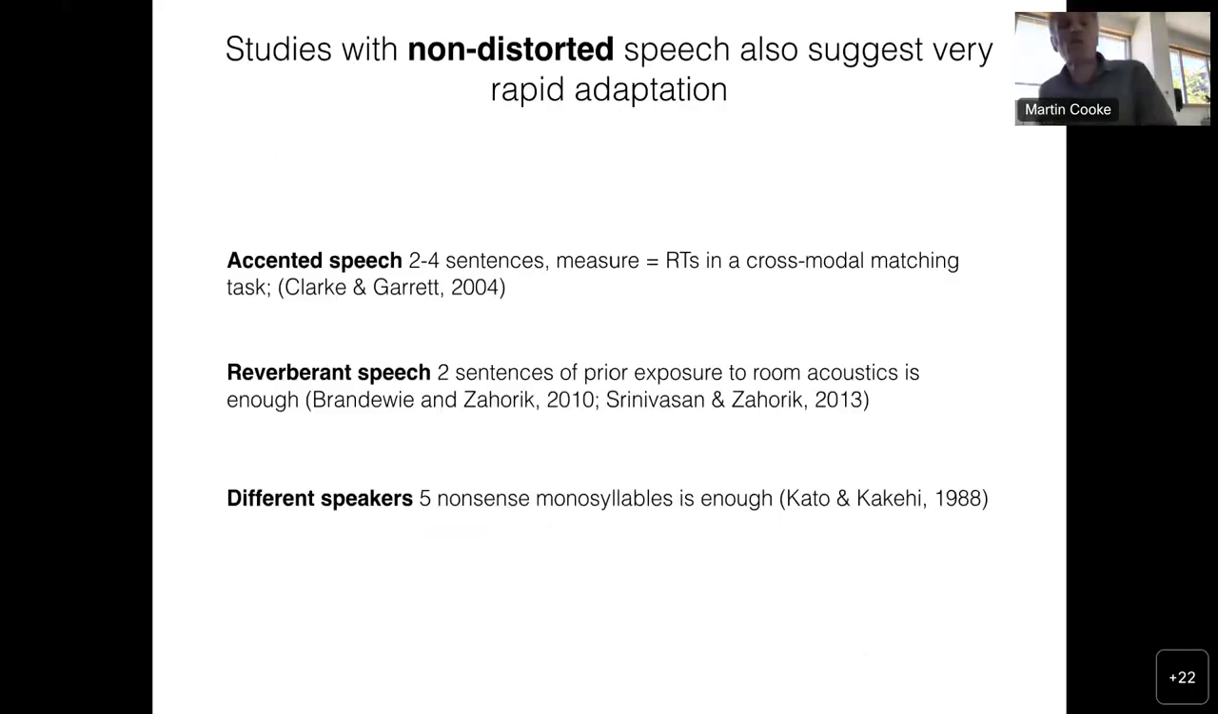Now, this rapid adaptation has also been observed with non-distorted speech in the past. For instance, accented speech, where this study wasn't using intelligibility but looking at response time. Listeners needed 2 to 4 sentences to really get used to accented speech in this study. Reverberant speech, measured using speech reception thresholds in this study, needed about 2 sentences of exposure to room acoustics before the improvement essentially asymptoted. And similarly for different speakers.